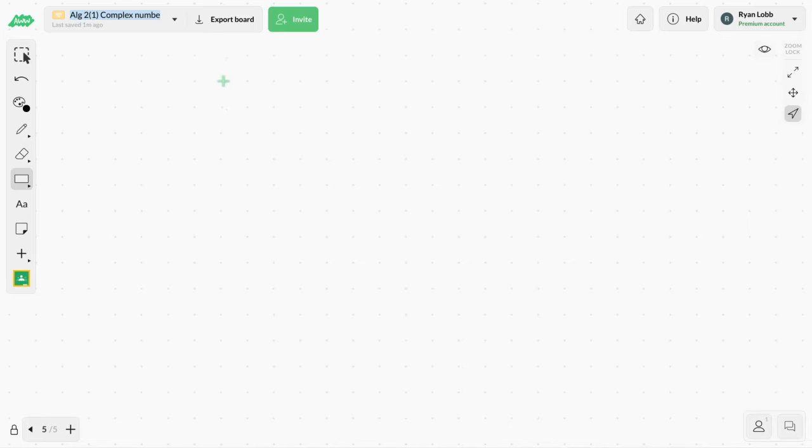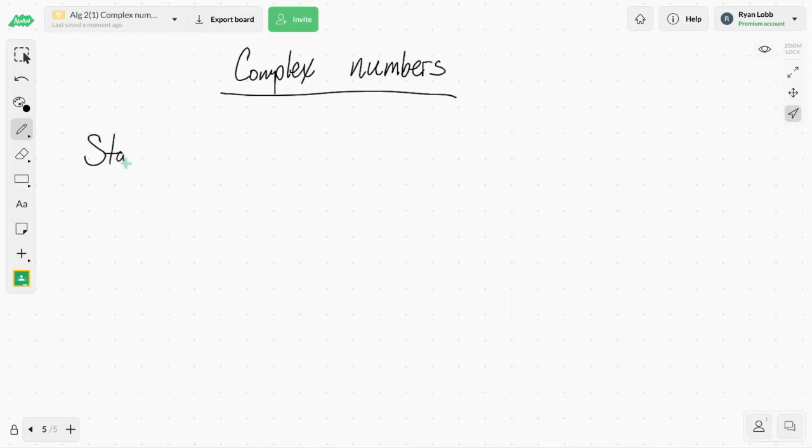All right, so let's move on with the next part of complex numbers here. So the next thing with the complex numbers is what's called standard form.